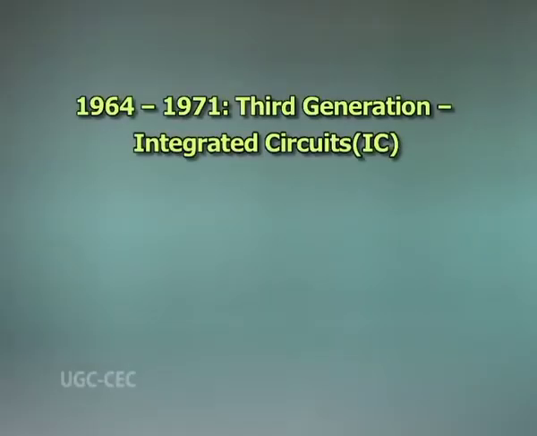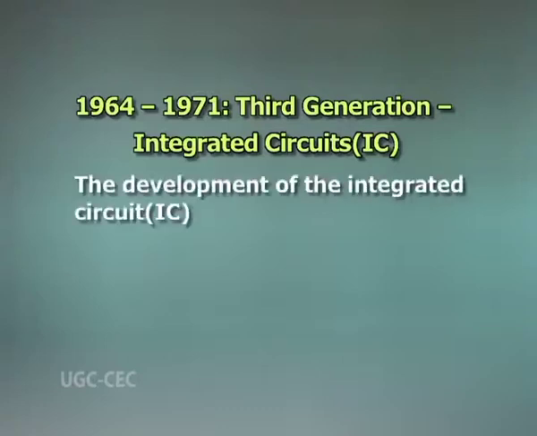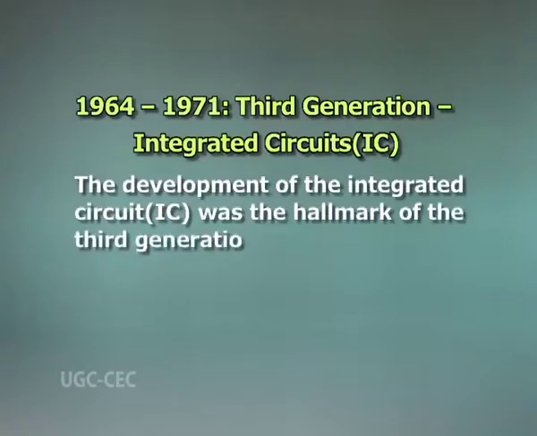The third generation computing during 1964 to 1971 contained integrated circuits, that is IC. The development of the integrated circuits was the hallmark of the third generation computers. Transistors were miniaturized and placed on silicon chips called semiconductors, which drastically increased the speed and efficiency of computers.